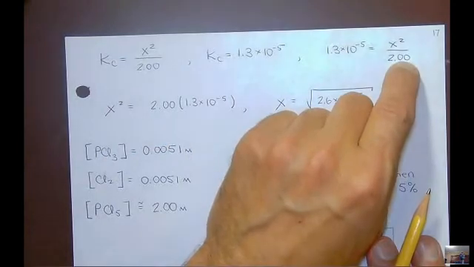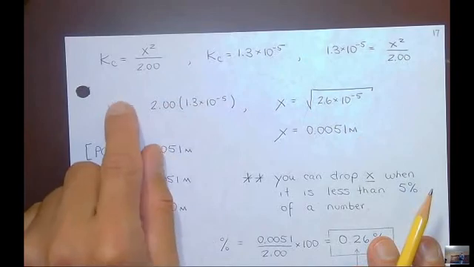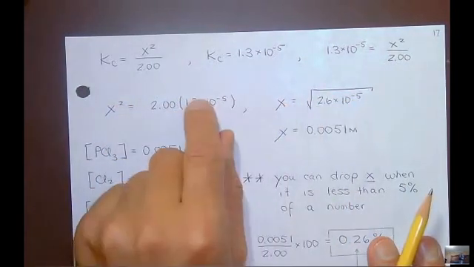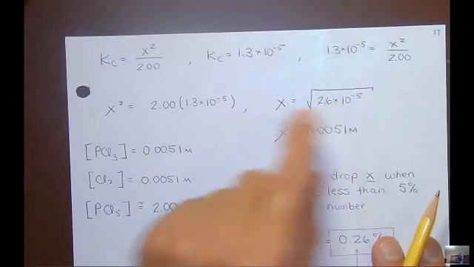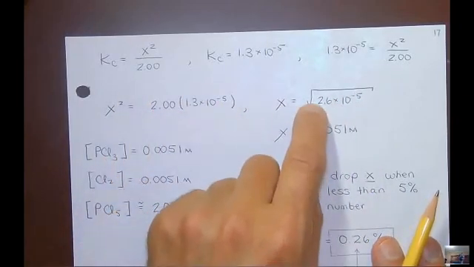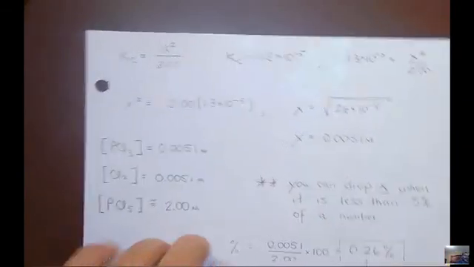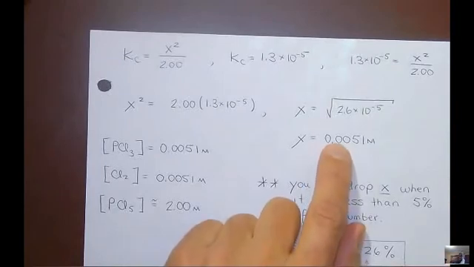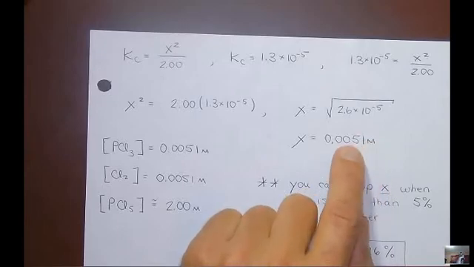So first thing, take my 2 in the denominator and cross multiply it. Next thing, I'm not interested in x squared. I'm interested in x. 2 times 1.3 times 10 to the minus 5 is 2.6 times 10 to the minus 5. Last thing, take the square root of that number to get x. So what have I figured out? x is 0.0051. Wow, is that less than 2? Yes. So it was okay to justify dropping the x because this is way less than 1%.